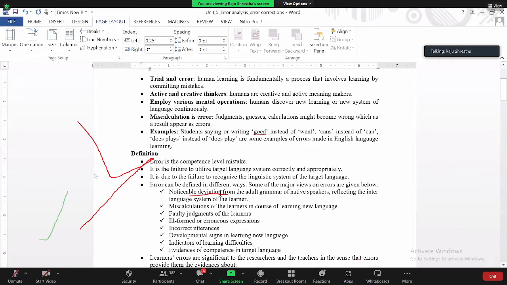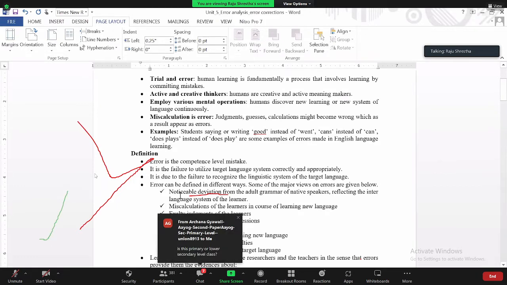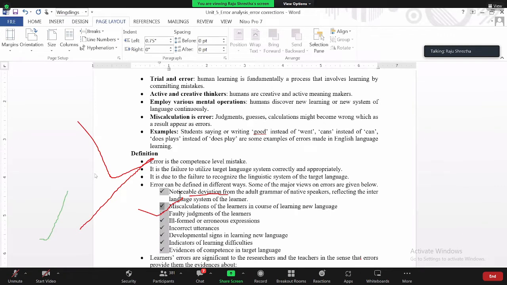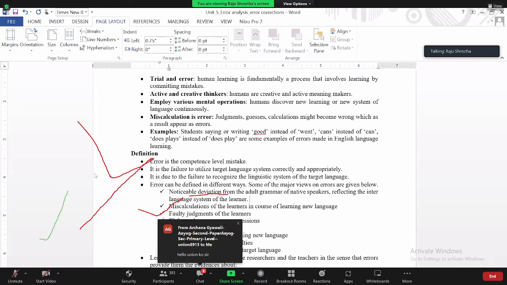Error can be defined in different ways. Some of the major views on errors are given below, like written here. So noticeable deviation from the adult grammar of native speakers, reflecting the inter-language system of the learners. This is what एउटा definition तपाईले सम्झिदै पुग्छ हैन. From the examination point of view, noticeable deviation means we clearly see that it is visible to others, that kind of deviation.